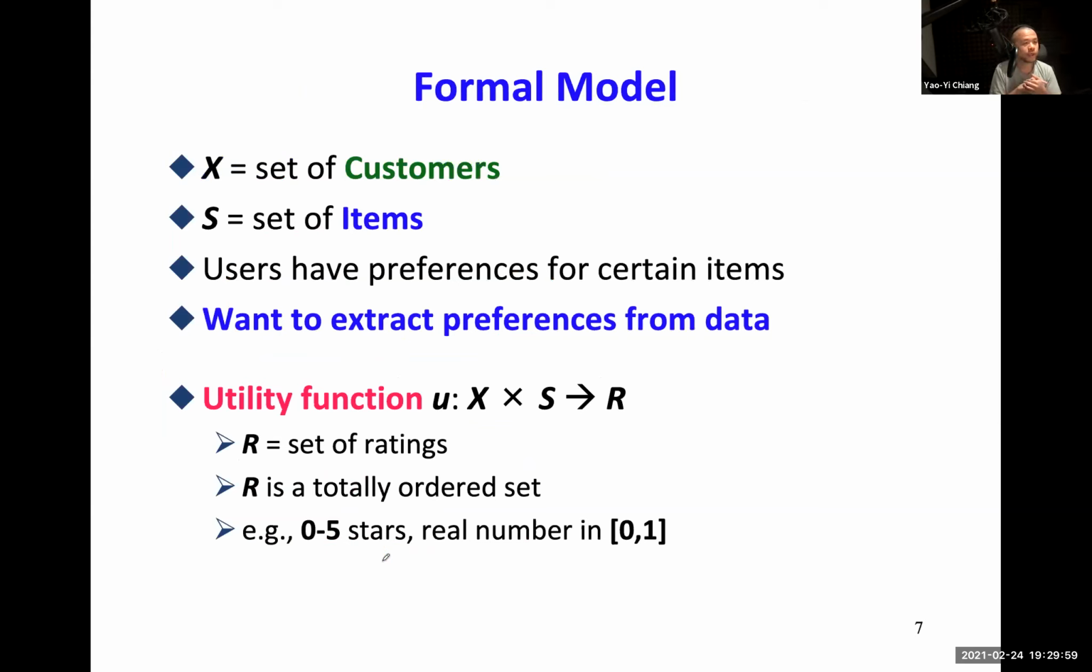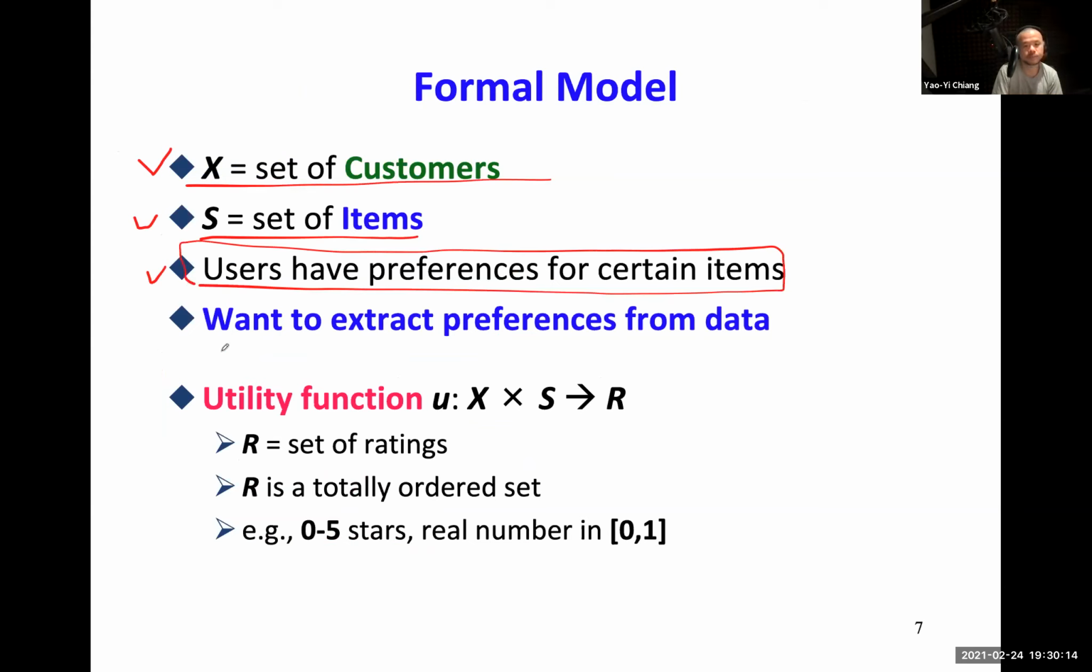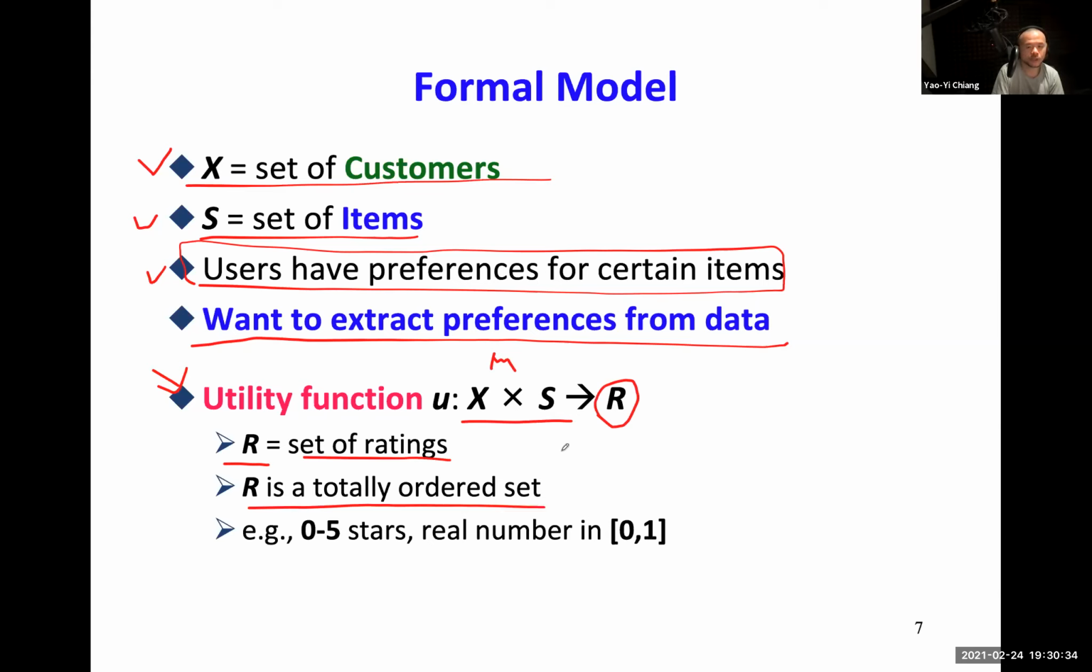Now, a formal model of a recommendation system. Say we have X, a set of customers. S is a set of items. Users have preferences for certain items. This means you already have some information about your users. We want to be able to extract preferences from your data, and we call this a utility function, X by S, and the value would be R. This is a matrix. And R is a set of ratings, and this R is a totally ordered set, like 1, 2, 3, 4, 5, or numbers in a range of 0 to 1.